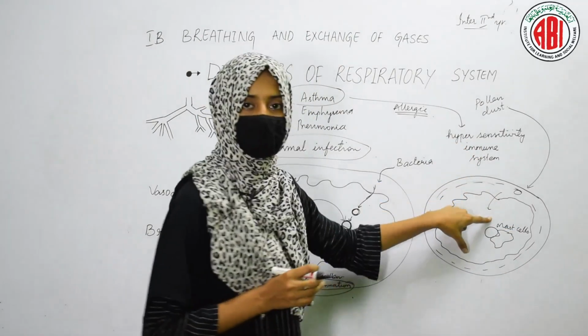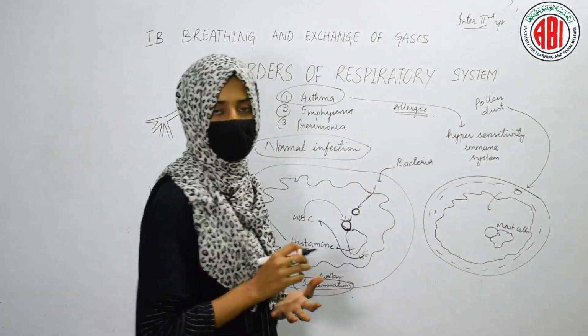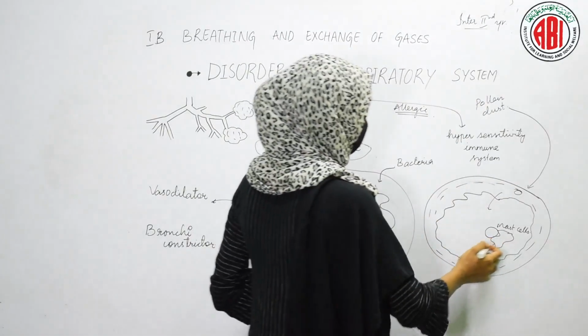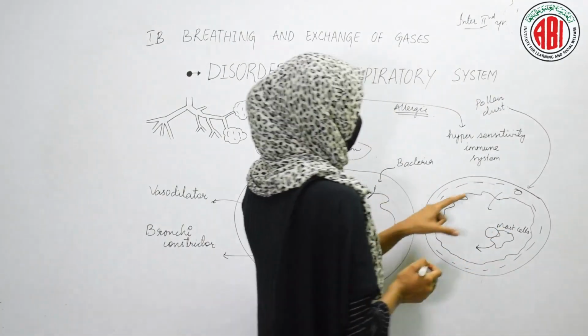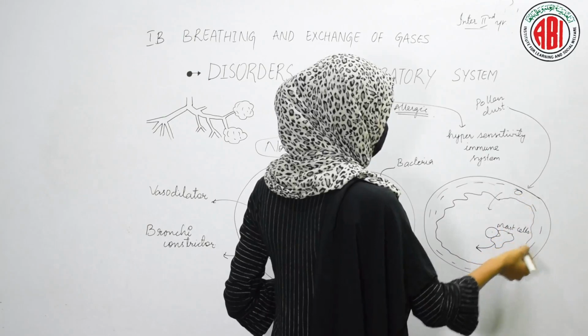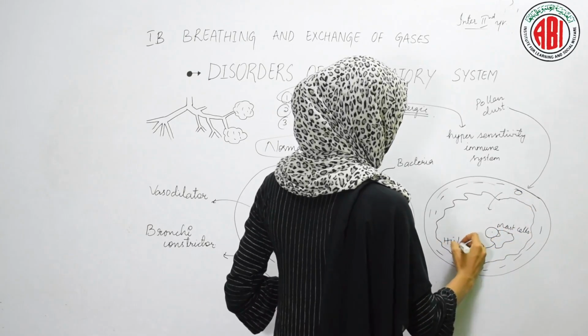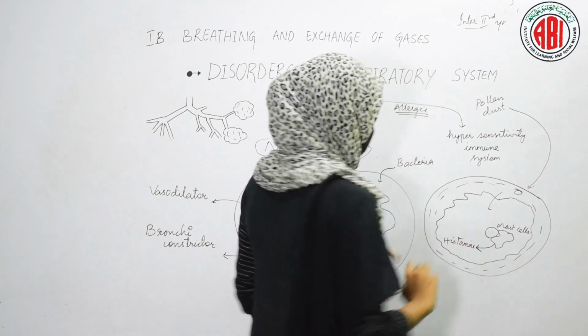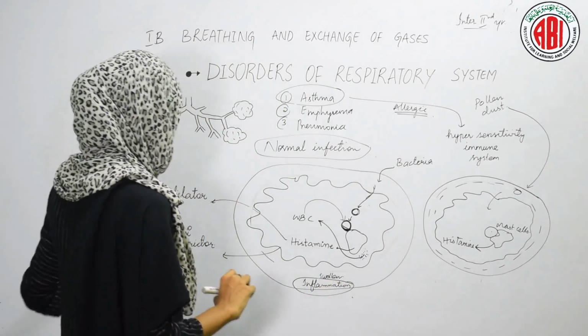The function of the mast cell is to release a chemical, that is histamine. So when the pollen reaches the mast cell, histamine is released by the mast cell. Histamine acts as both vasodilator and bronchi constrictor.